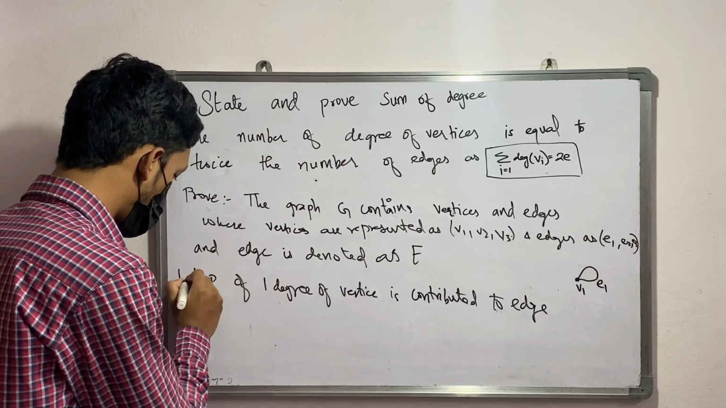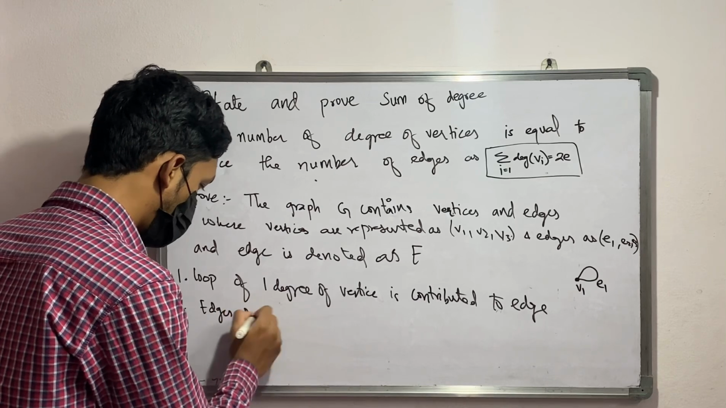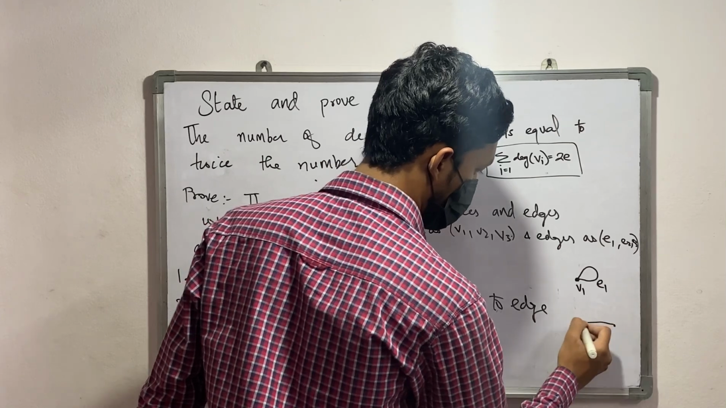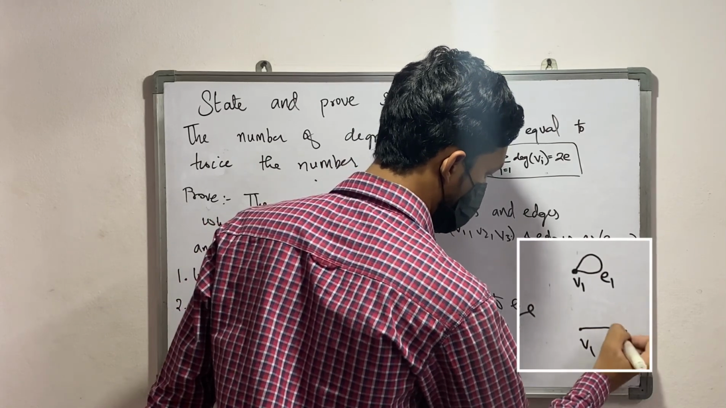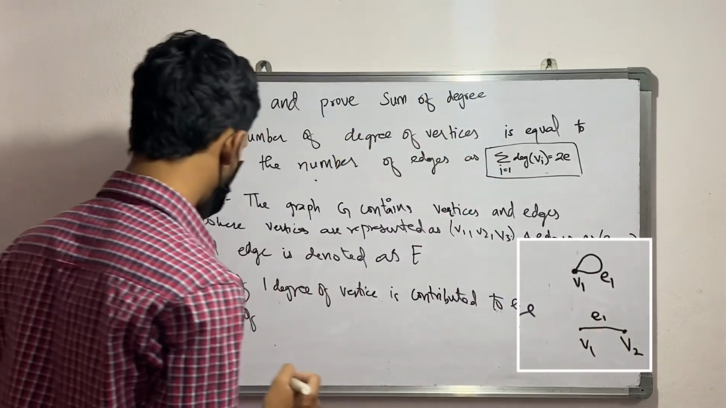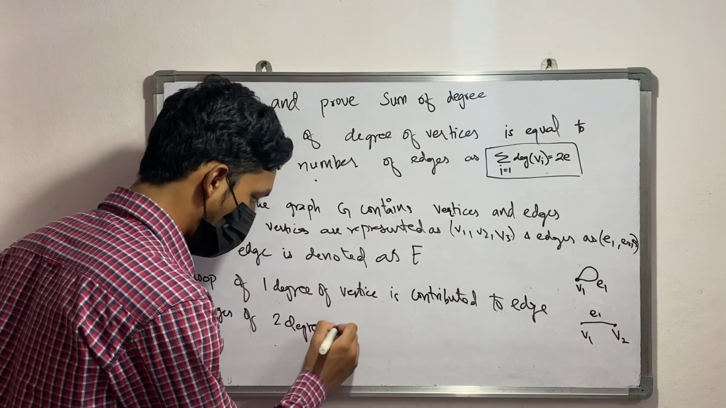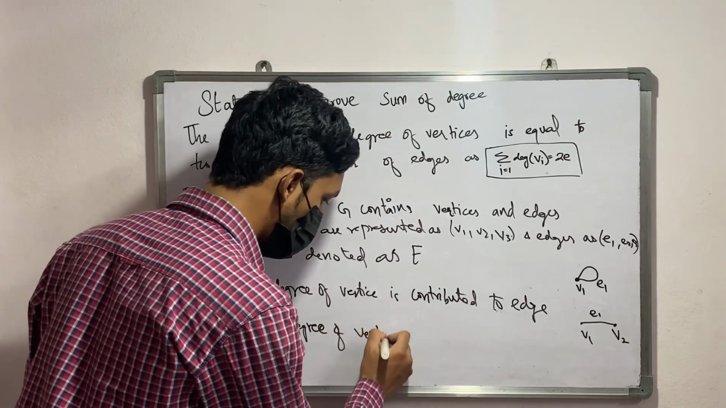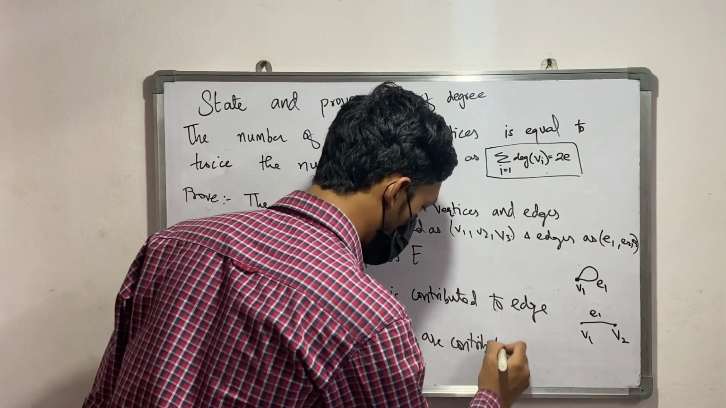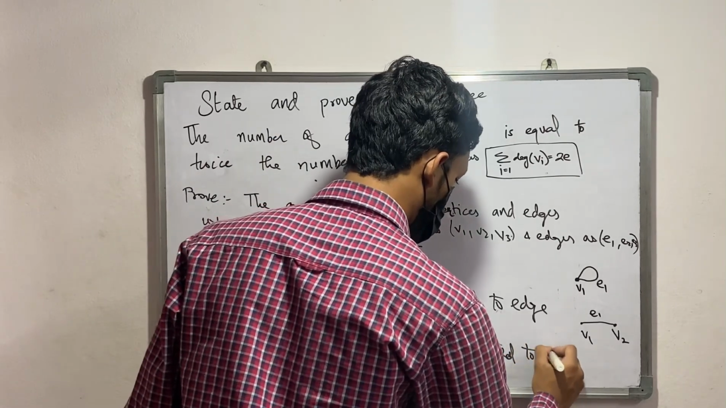This is the first one. The second one is an edge where there are two vertices, vertex 1 and vertex 2. This is edge 1. So for an edge, 2 degrees of vertices are contributed to one edge.